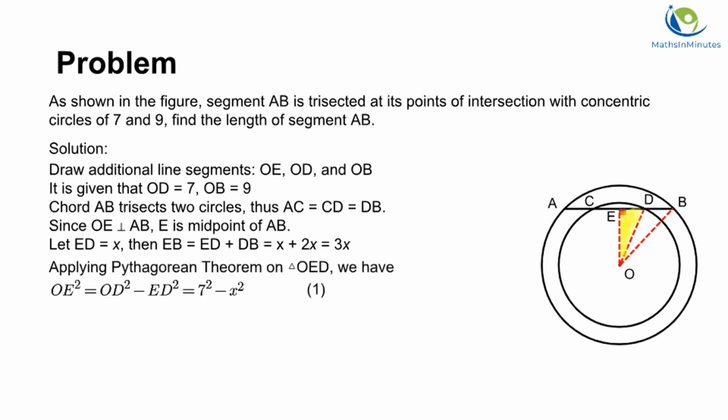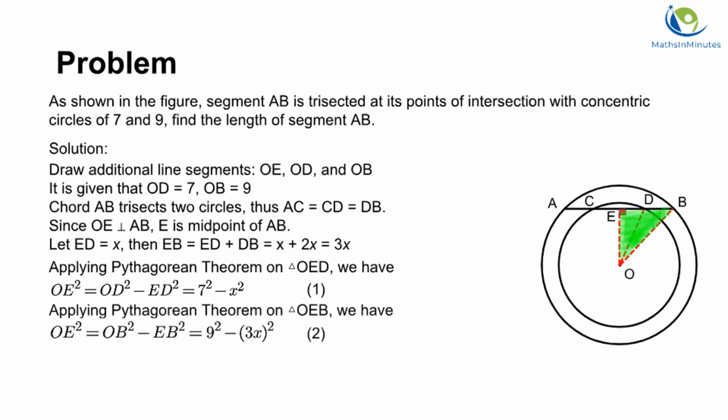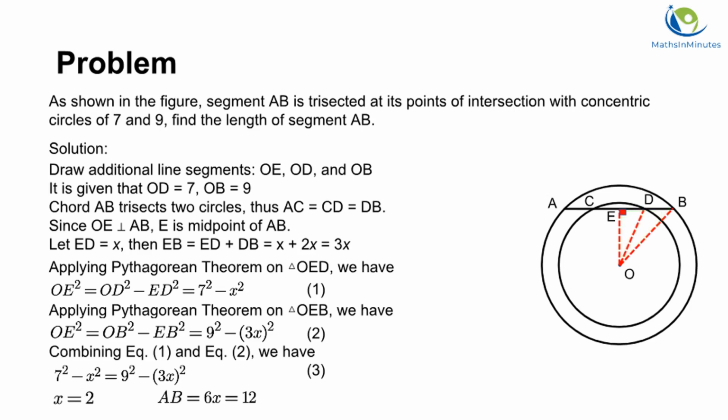By applying Pythagorean theorem on triangle OED, we have OE² is equal to 7² minus x². By applying Pythagorean theorem on triangle OEB, we have OE² is equal to 9² minus (3x)². After combining equation 1 and equation 2, we get equation 3. Solving equation 3, we get x equal to 2. Therefore, the length of segment AB is equal to 12.